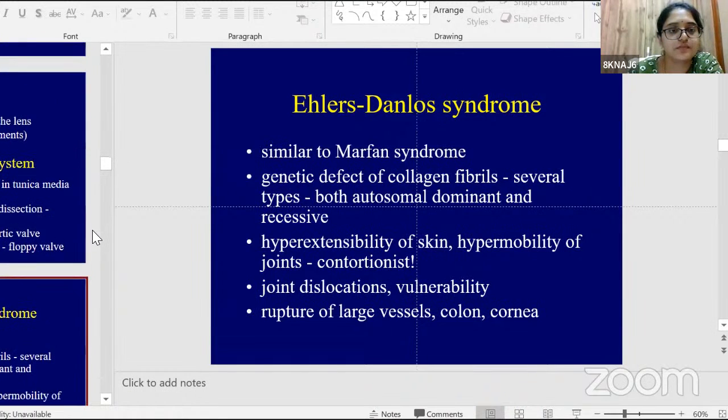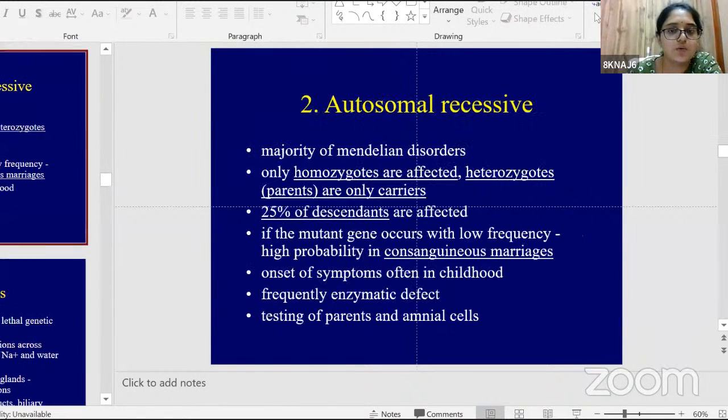So all of these are the autosomal dominant disorders. When it comes to autosomal recessive disorders, what happens is it forms the majority of the Mendelian disorders.